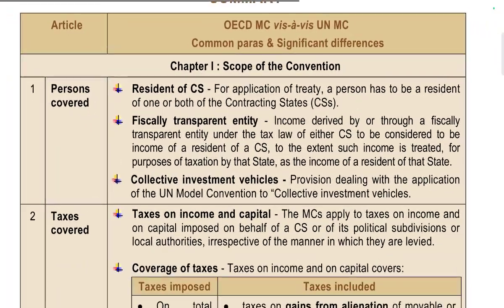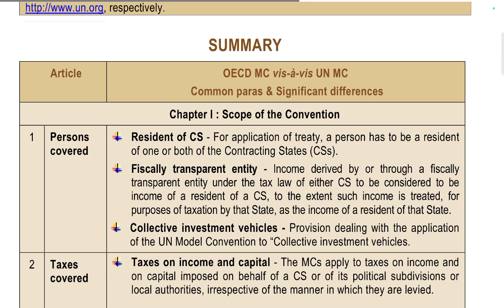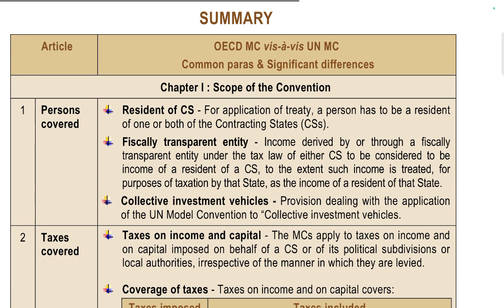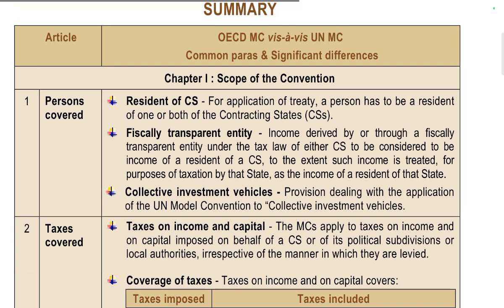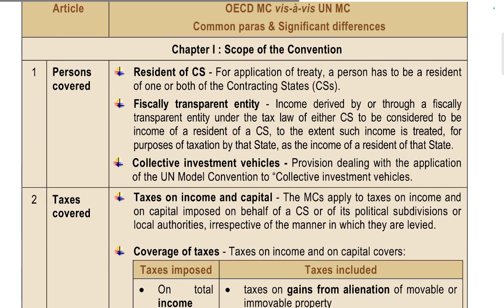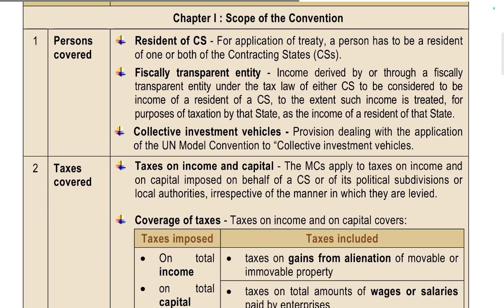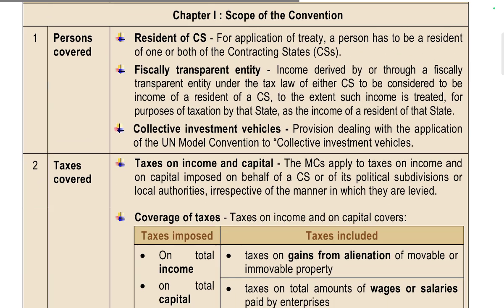Summary. Article by Article, OECD MC versus United Nations MC, common paras and significant differences. Chapter 1, Scope of the Convention, persons covered, residents of the contracting states. To be eligible for the treaty, a person has to be a resident of one or both of the contracting states.